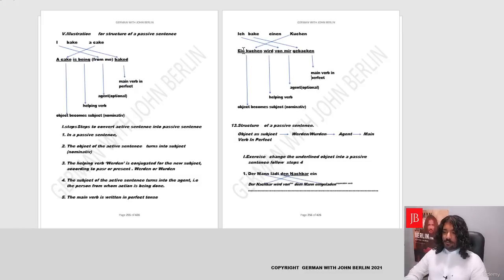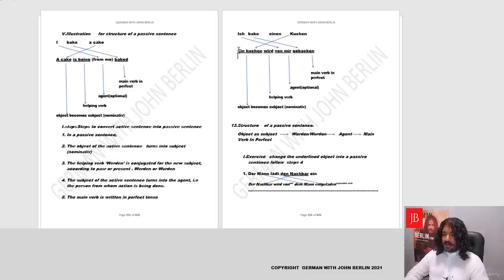Perfect. So ein Kuchen wird von mir gebacken. Where did the wird come from? It's the helping verb we spoke about in the present tense, is being. Yes, and it's written in third person. Ich werde, du wirst, yes, wird.